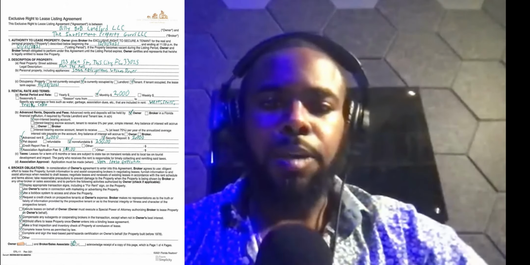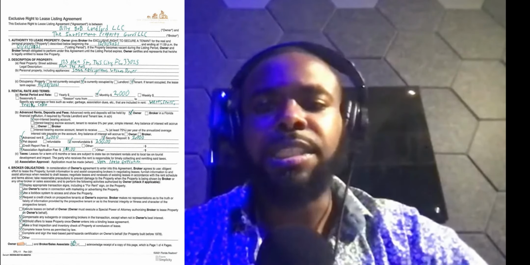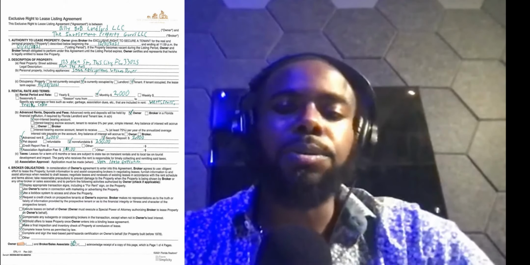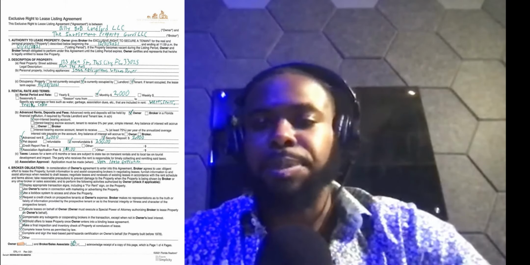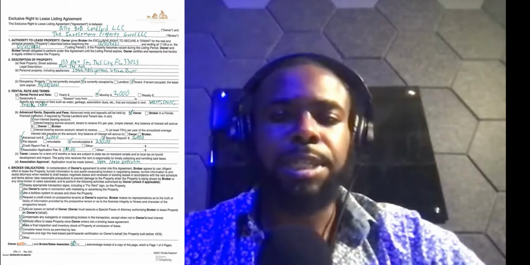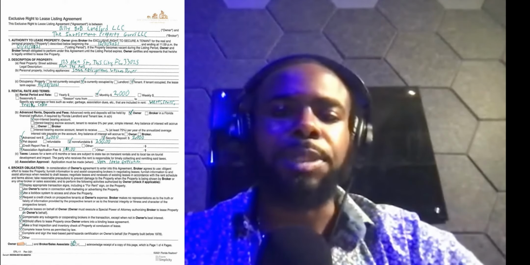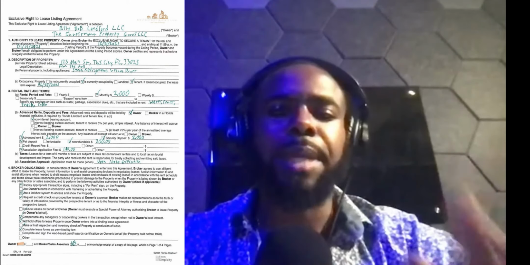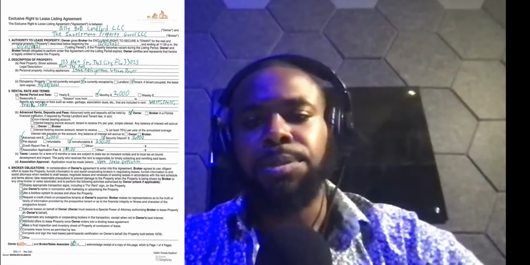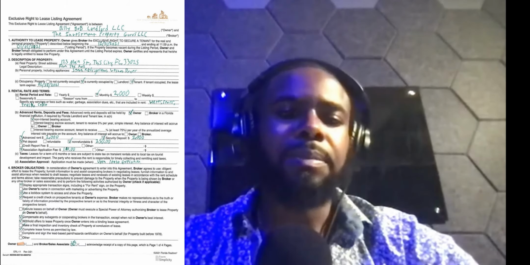All right. So exclusive right to lease agreement. Here it is. Same situation. Owner name. This is kind of different because if you're renting it, this owner is more likely going to be an LLC or a business. If it is a regular owner, you would just put the owner's name here. If there's two owners, you put one name and the other. The investment property gurus is always going to be separate, obviously.